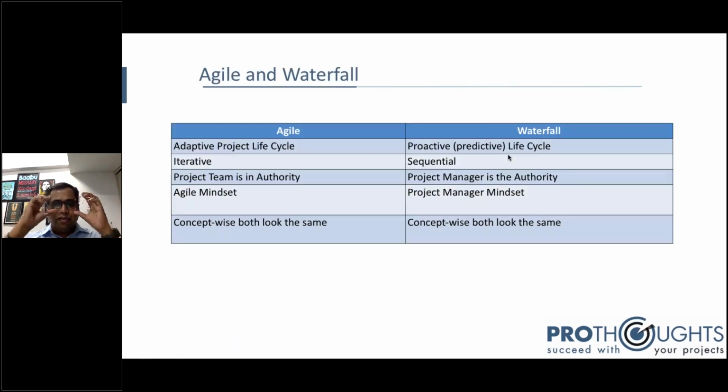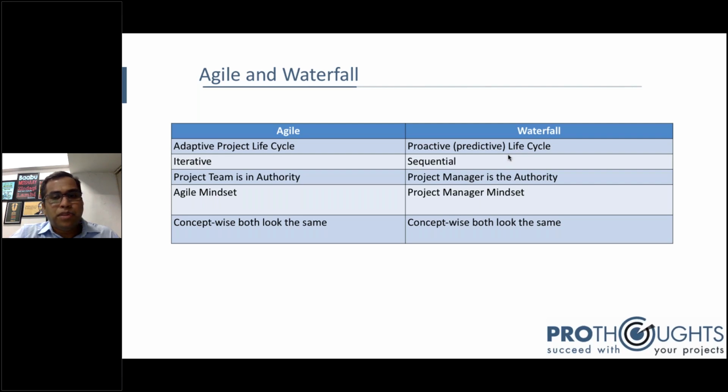Okay, waterfall is a predictive life cycle. So I predict, or I am being very proactive about what is going to happen next. Whereas in agile, I am going to adapt to the situation. So we call it iterative, and this we call sequential.